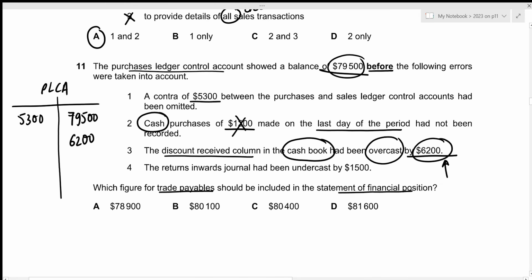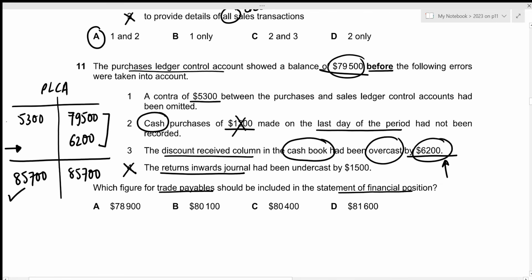Then we have the returns inwards journal. So returns inwards is the sales returns. And we're talking about purchases ledger control account in this case. So this information regarding the return inwards journal is irrelevant. So we don't have to include this one. Now, clearly, our credit side is the heavier side. So that's 79,500 plus 6,200, which results in 85,700. Now, the new balance for our purchases ledger control account is 85,700 minus 5,300, which results in 80,400. So this is the correct trade payables figure. And that's given in option C.